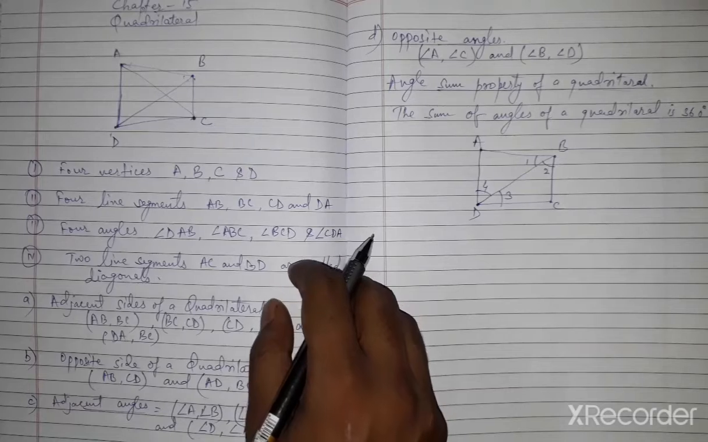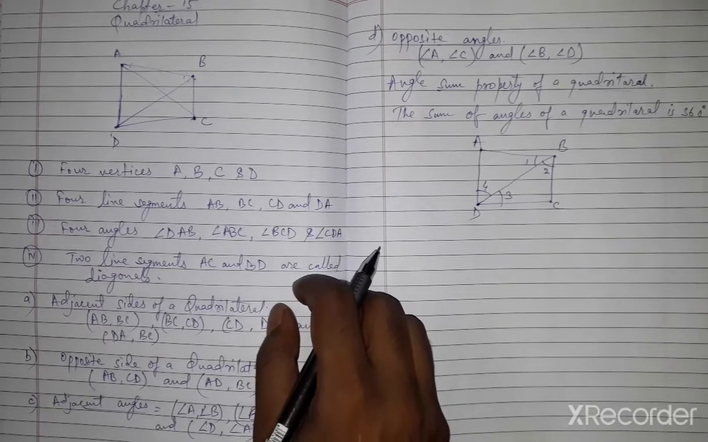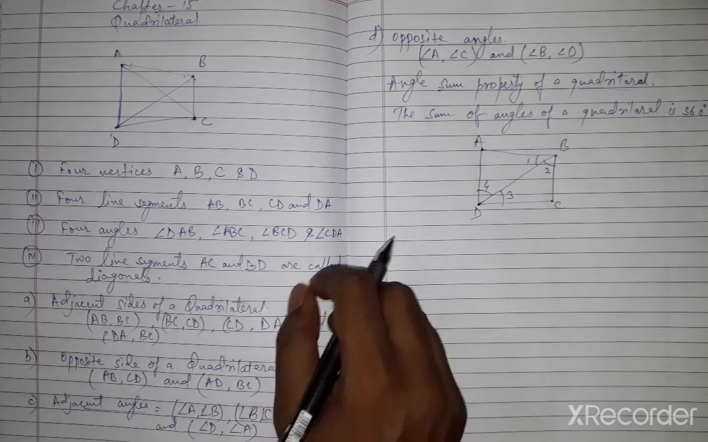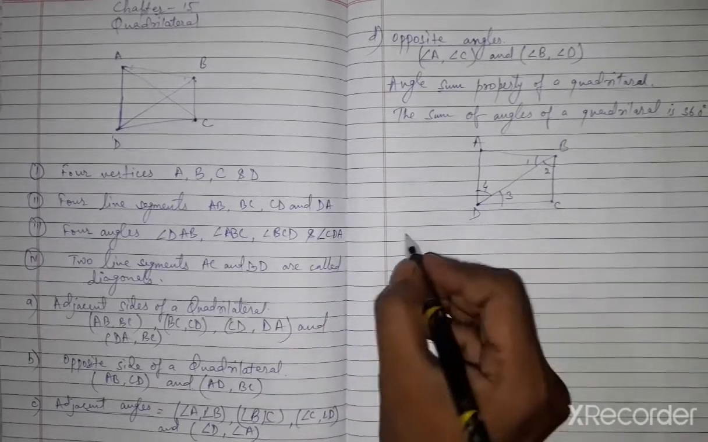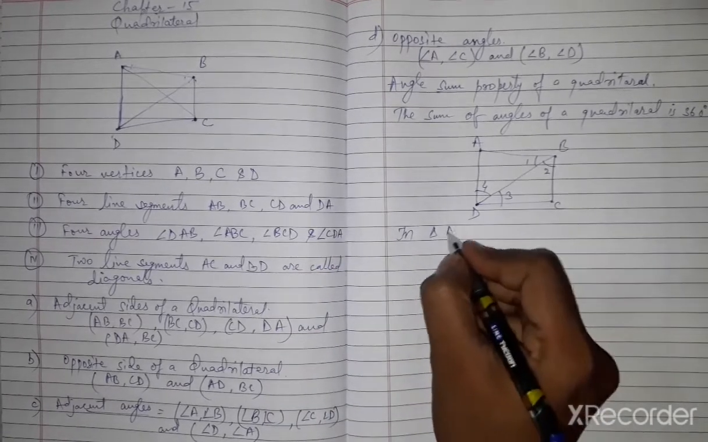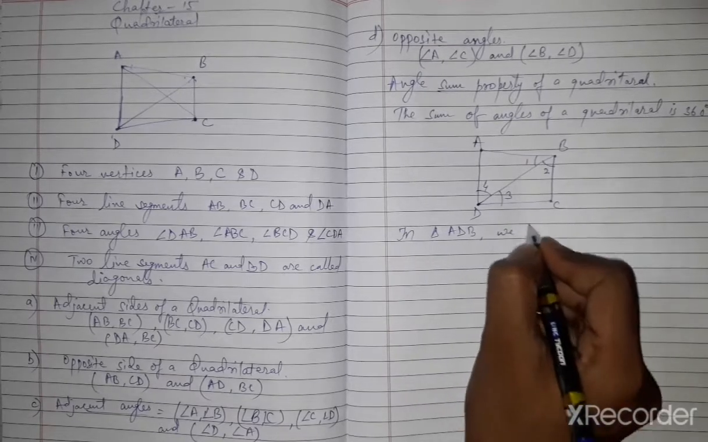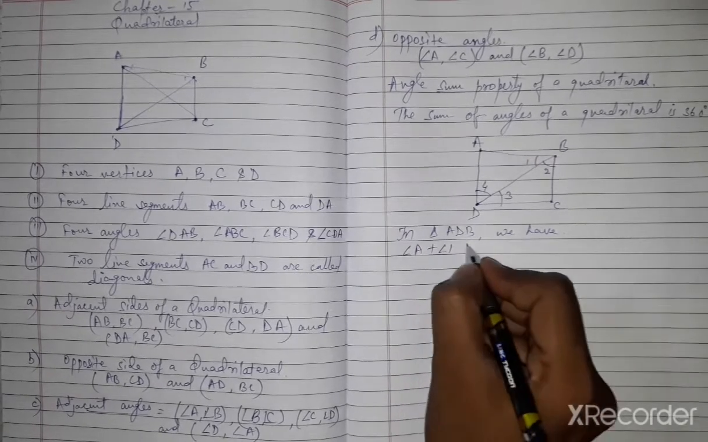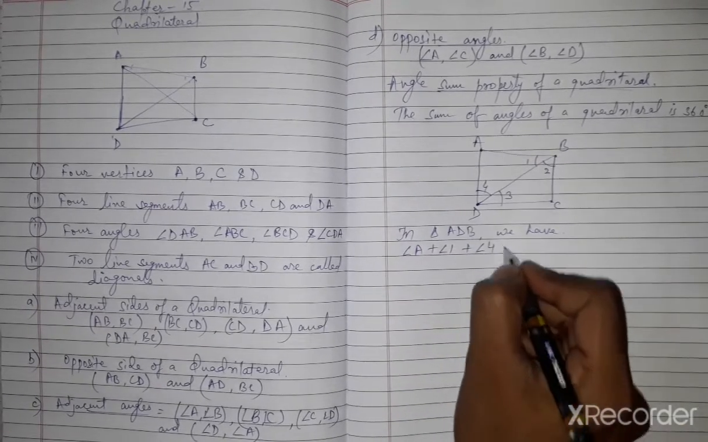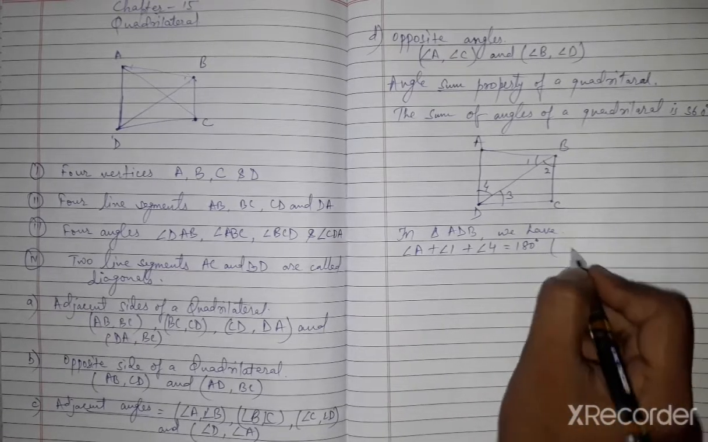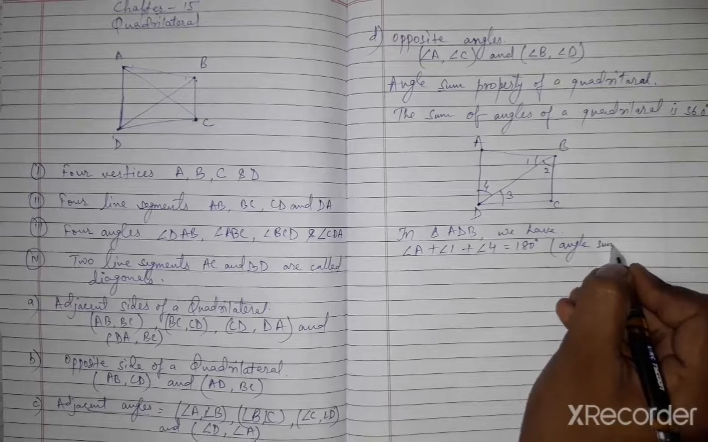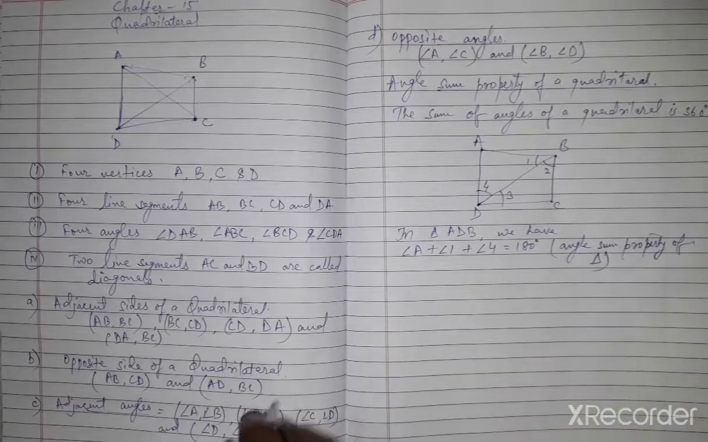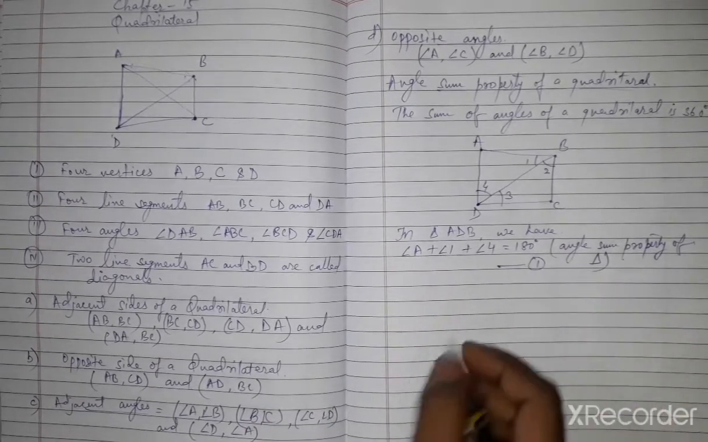Now we know that according to the angle sum property of a triangle, the sum of all the angles of a triangle is 180 degrees. So you can see in triangle ADB we have angle A plus angle 1 plus angle 4 is equal to 180 degrees, according to the angle sum property of a triangle. So this is equation 1.